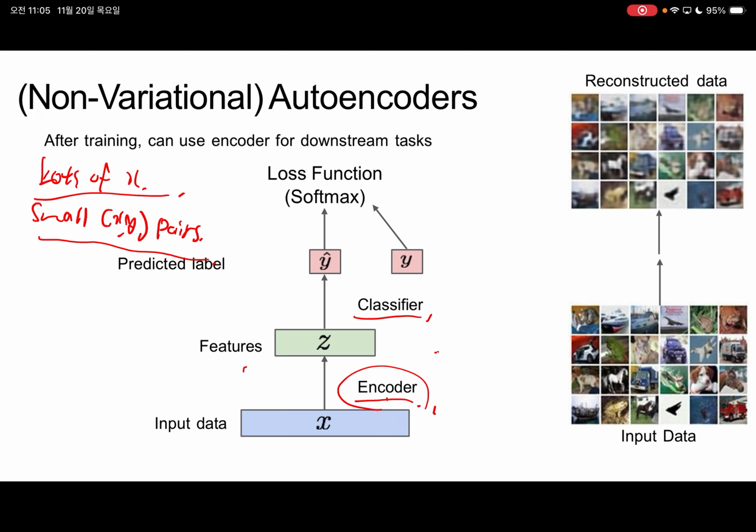If we have a limited amount of pair data, or if we have lots of unlabeled data, then we can choose this approach. We can pre-train the encoder and decoder, and then we can get rid of the decoder, and then we can simply fine-tune and train the classifier from scratch using a small set of x and y pairs.